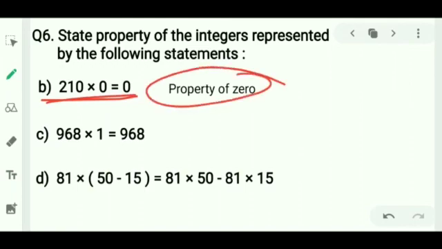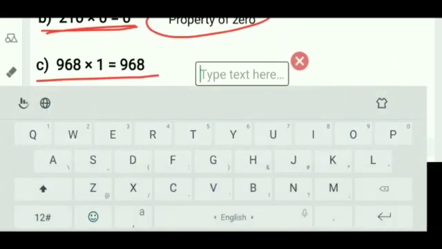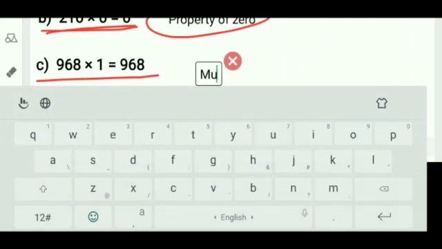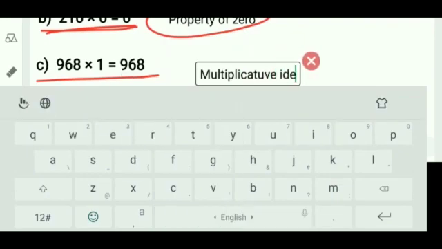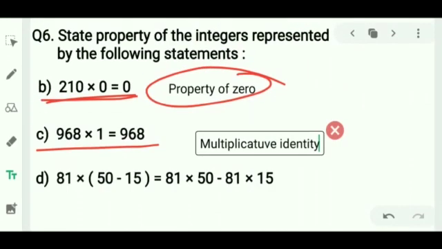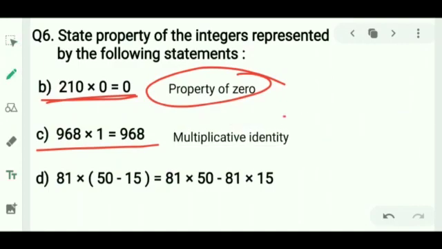Move to the next property. It is 968 multiplied by 1. 968 multiplied by 1 becomes 968. What happens when any integer is multiplied by 1? It remains the same. What is the name of the property? Multiplicative identity. So the second answer is multiplicative identity.